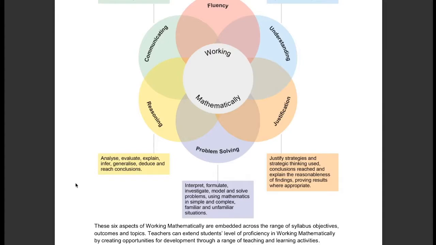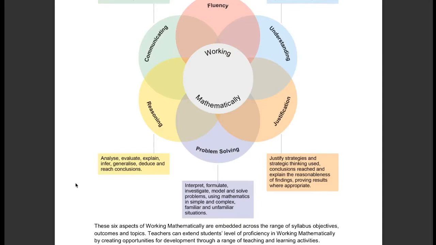Problem solving. Interpret, formulate, investigate, model and solve problems using mathematics in simple and complex, familiar and unfamiliar situations. This is how we address questions. As I said, you will need to structure plans, and this can either be internally in your mind, or maybe you want to jot down some notes as to how you would find the solution, similar to how you plan out an essay in something like English.